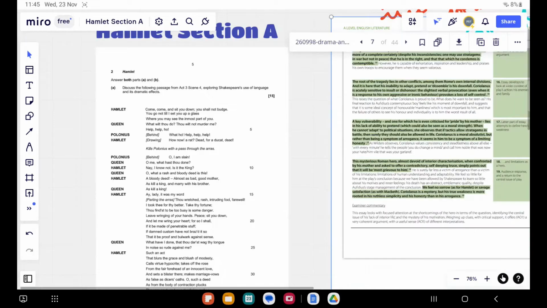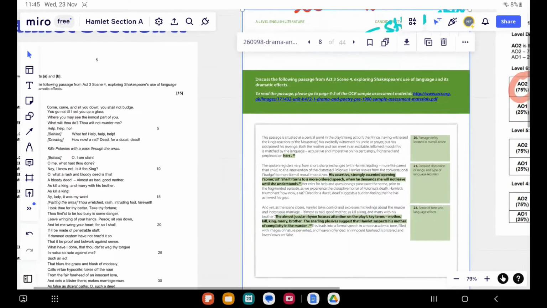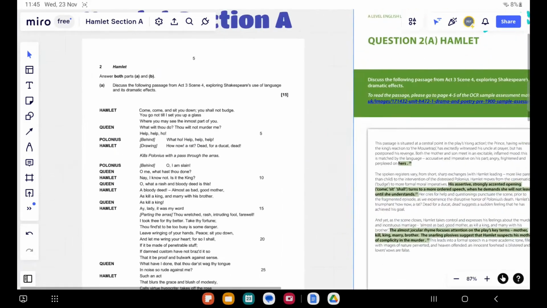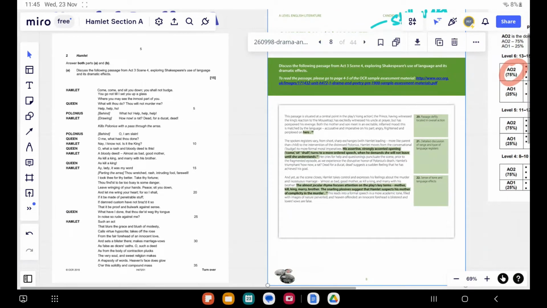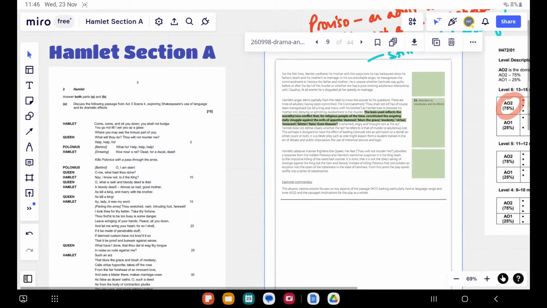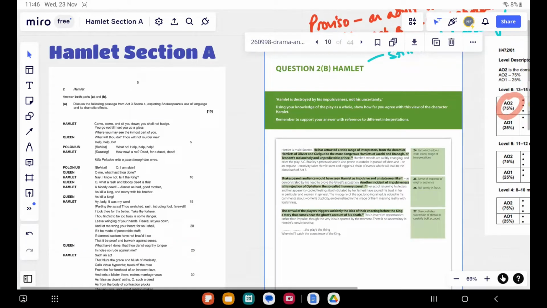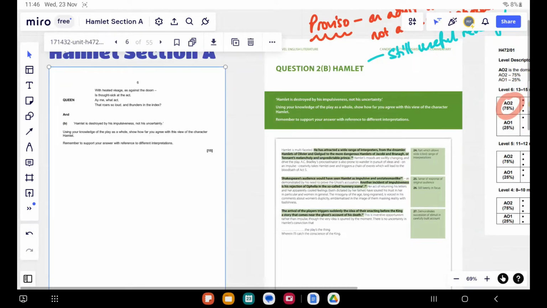We're interested in Hamlet, which is an 8, and then you can read this response and see how they answered this Section A question, exploring Shakespeare's use of language and its dramatic effects, and that will give you an idea of what's required. They give you a little commentary as well, and then onwards you can see a response to the Section B question, which you'll find just after there.